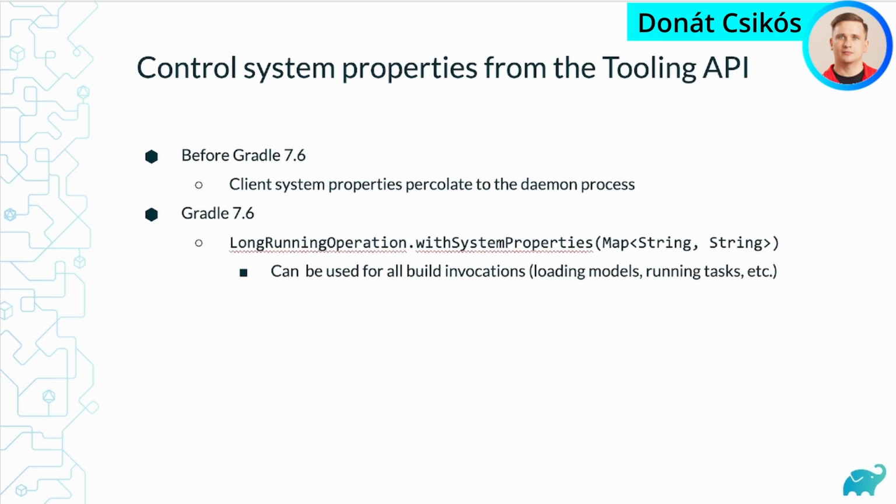Before Gradle 7.6, system properties from the IDE appeared in the build process, which has a potential to break the build. In Gradle 7.6, we introduced a new withSystemProperties method, which IDEs can use to specify what system properties should be visible for the build. This is available for all build invocation types, running tasks, reading build configuration, and so on.